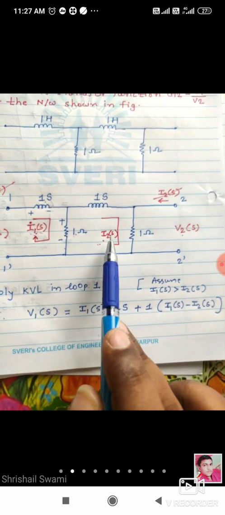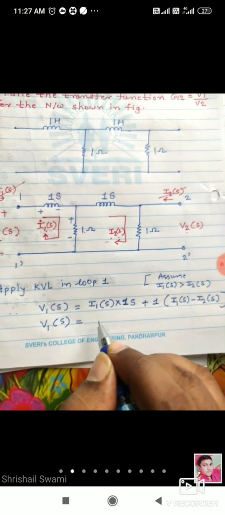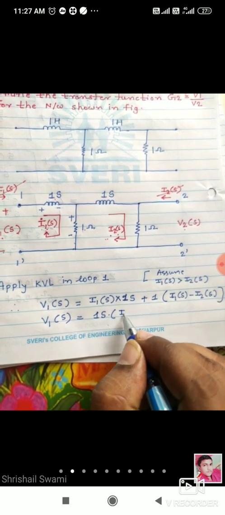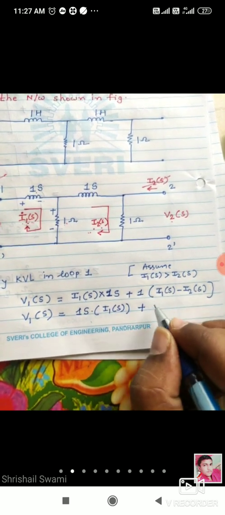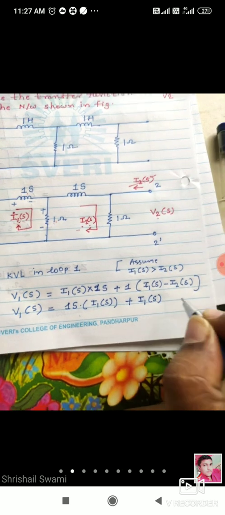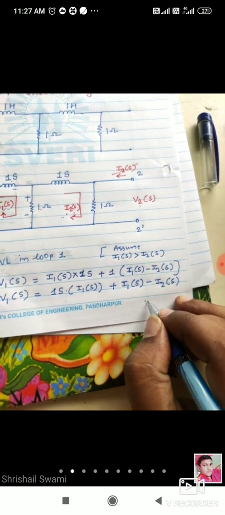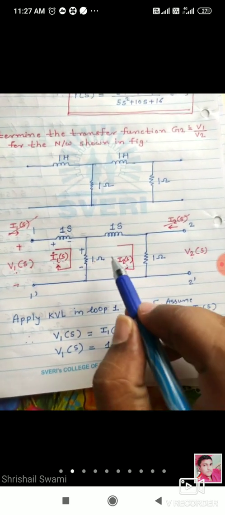I1 of S top to bottom, and I2 of S bottom to top. Okay, so V1 of S is equal to 1S into I1 of S, next 1 into I1 of S, next 1 into minus I2 of S. हा झाला तुमचा equation 1. This is equation number 1. So similarly you can apply the KVL in this loop. या loop मध्ये apply करा. So apply KVL in second loop.